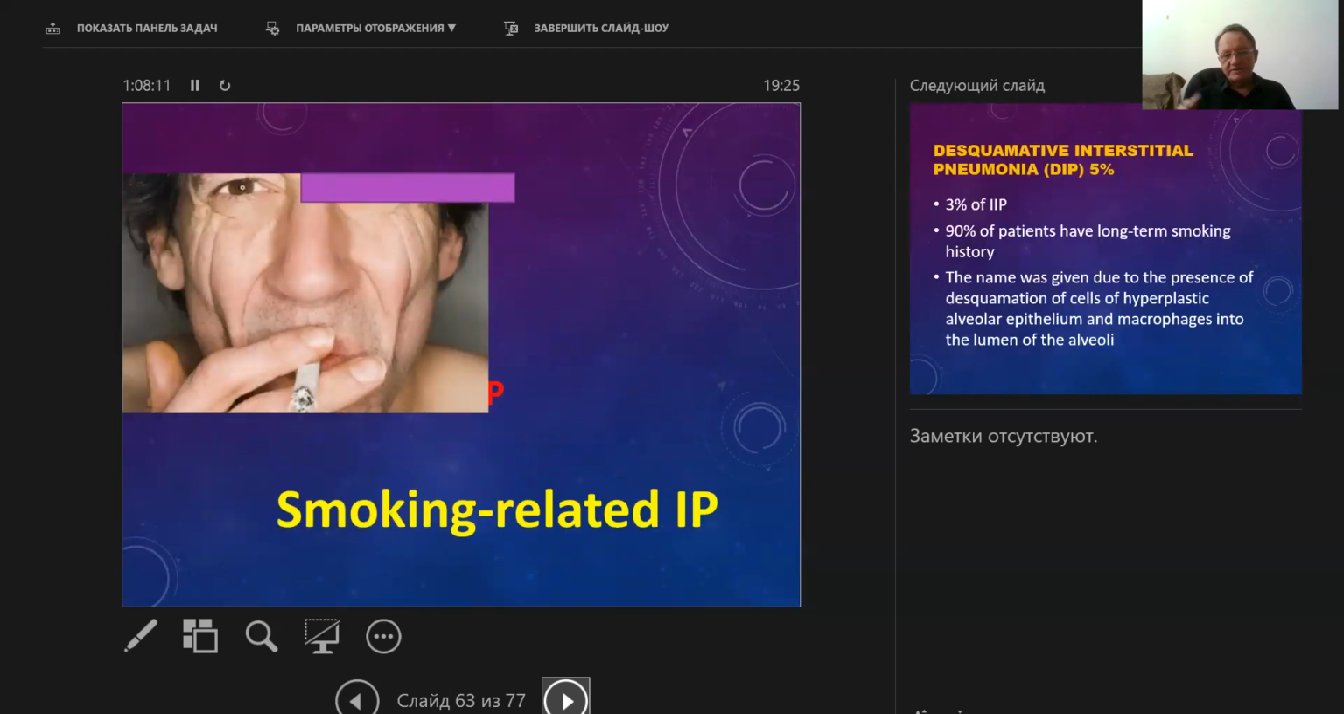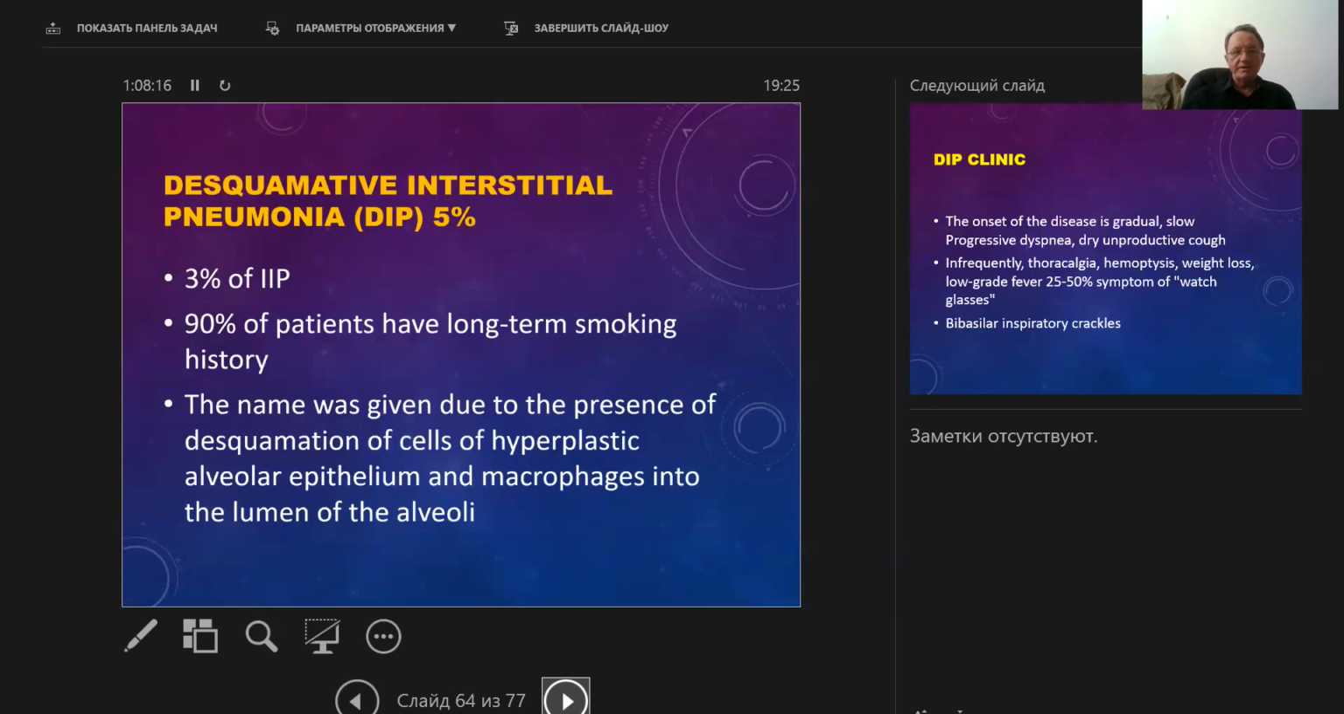Okay, a few words about smoking-related interstitial pneumonia. Desquamative interstitial pneumonia accounts for 5% among idiopathic interstitial pneumonias, and 90% of patients have a long smoking history. The name was given due to the presence of desquamation of cells of hyperplastic alveolar epithelium and macrophages into the lumen of the alveoli.